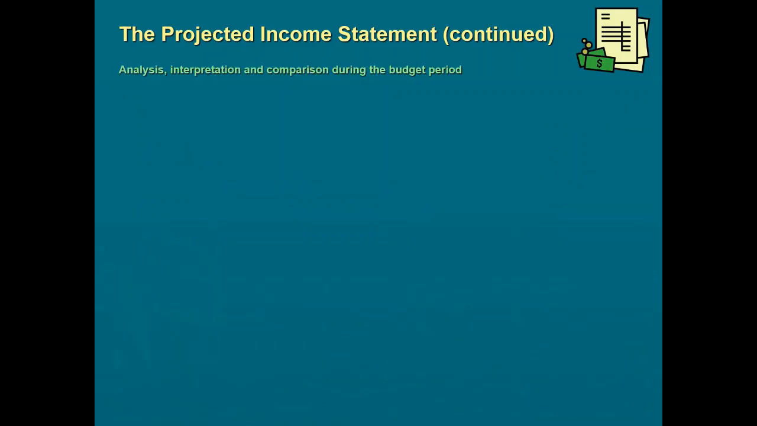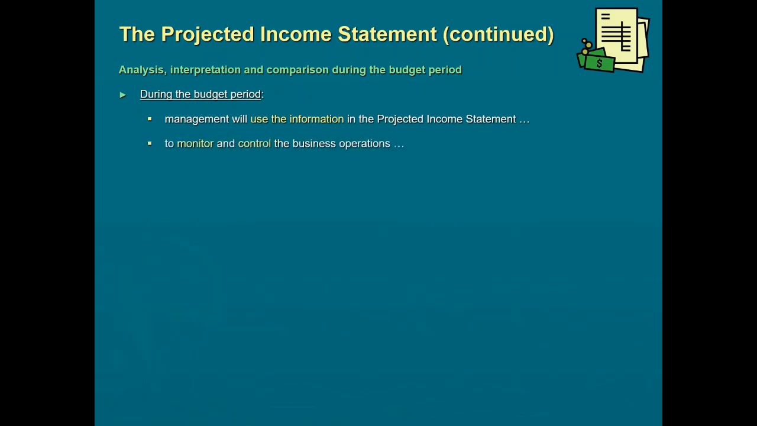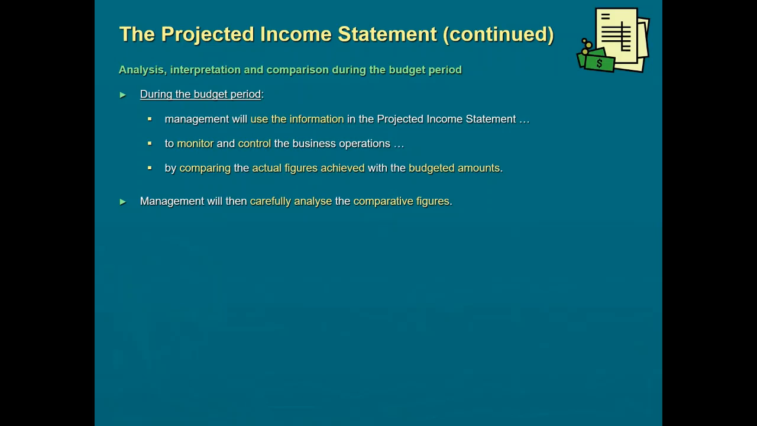Analysis, interpretation and comparison during the budget period. During the budget period, management will use the information in the projected income statement to monitor and control the business operations by comparing the actual figures achieved with the budgeted amounts. Management will then carefully analyze the comparative figures.